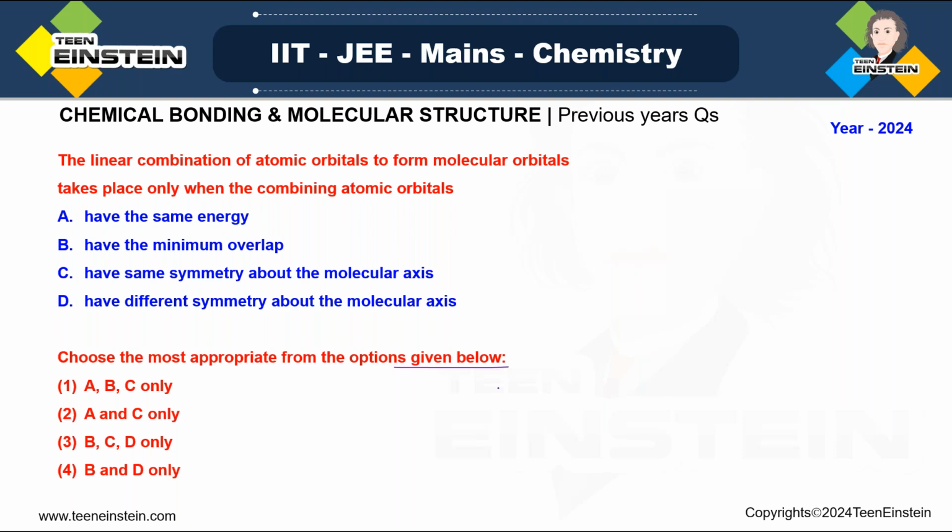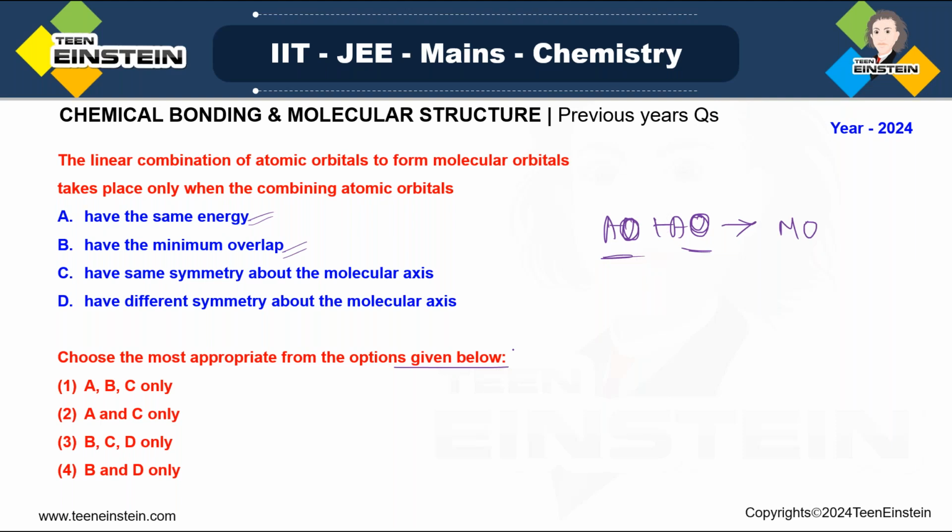It is not that you can take any atomic orbital and simply combine it and get some MO. There must be some special criteria present in these two AO, that is atomic orbital. Then only it can form some MO. Now, what are those characters? The first one is saying have same energy, minimum overlap. Now, minimum overlap is not possible because when two atomic orbitals have very intense overlap, then only the MO will be very strong, right? So minimum overlap cannot be correct.